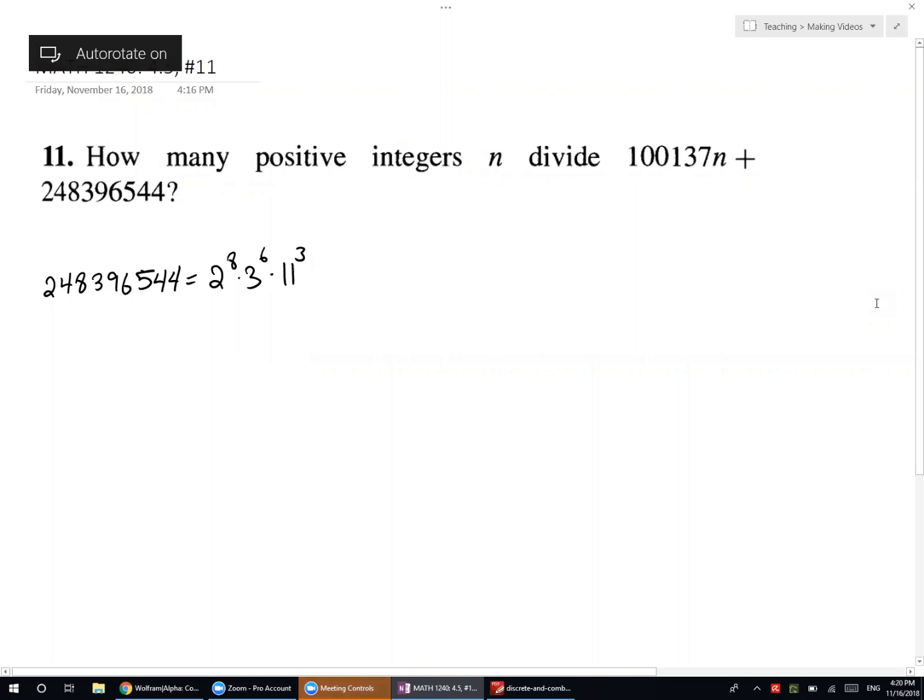Hope you're doing well. This is my last video, and there were two that had the same number, and this one is certainly more realistic to do right now. So I thought I would do this one. It says, how many positive integers n, this is section 4.5, number 11, how many positive integers n divide this thing?